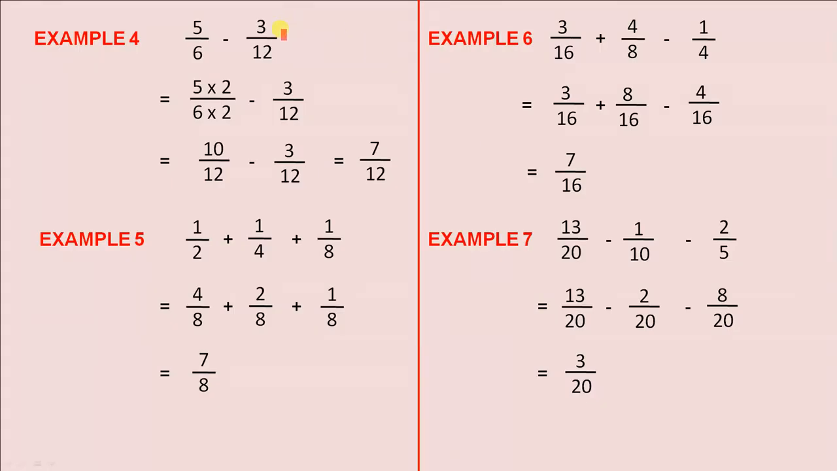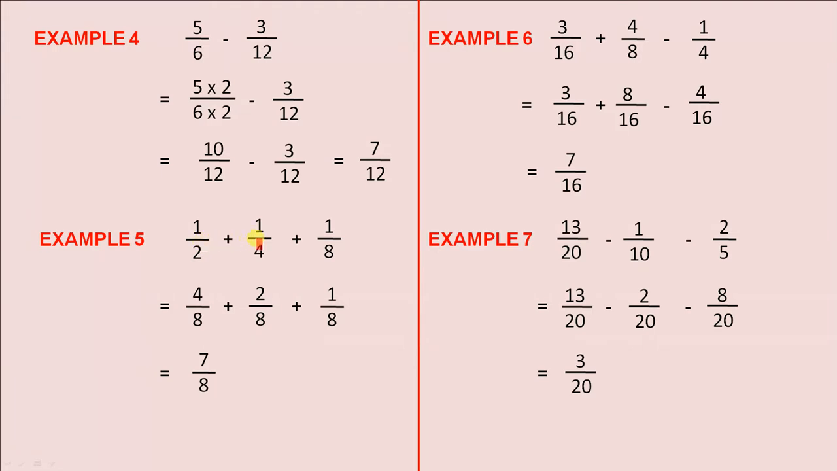Example 4, 5 over 6 minus 3 over 12. We need to make this denominator here a 12. Multiply top and bottom by 2. 2 5s are 10. 2 6s are 12. So it's 10 on 12. Take away 3 on 12. 10 take away 3 gives you 7. So it's 7 over 12.